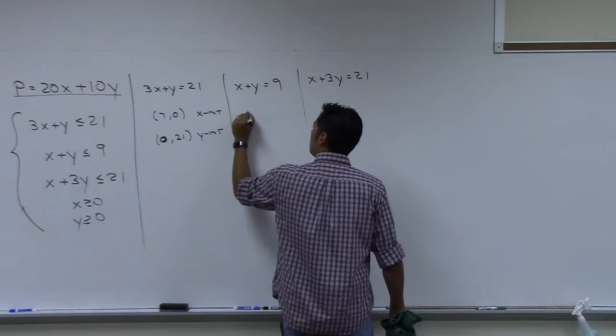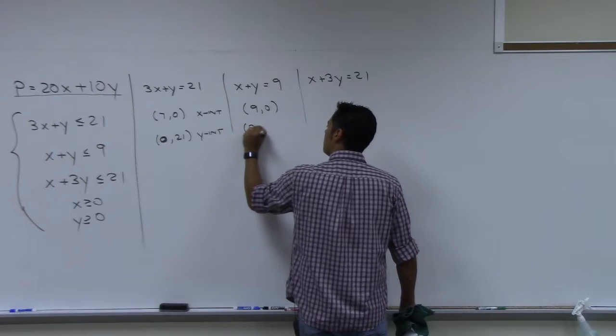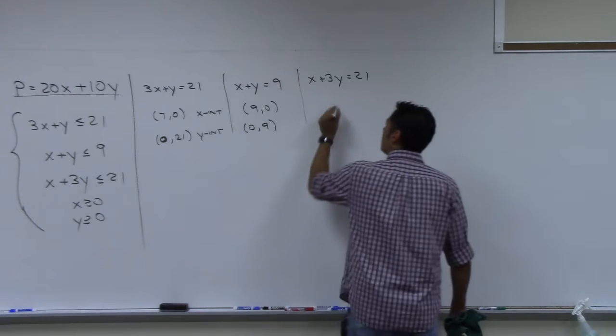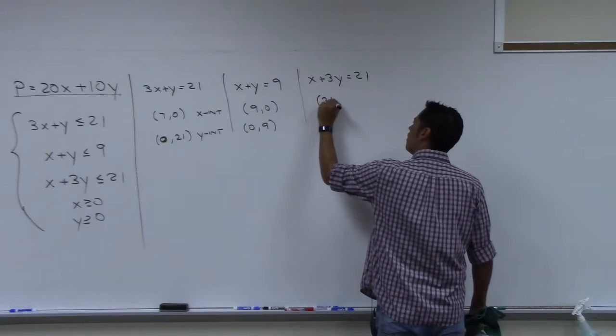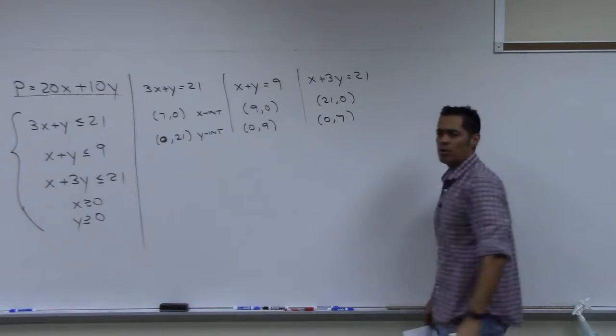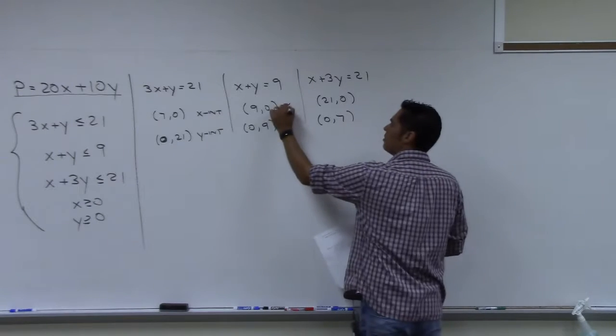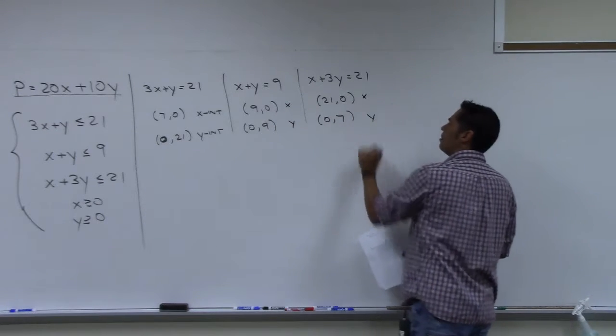This one, the x-intercept is (9, 0) and the y-intercept is (0, 9). This one, the x-intercept is (21, 0) and the y-intercept is (0, 7). So I'm leaving that work to you, all right, to find each of those. This is your x-intercept, y-intercept, x-intercept, y-intercept.